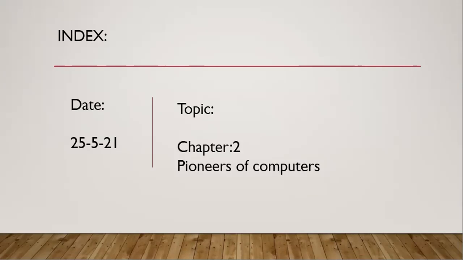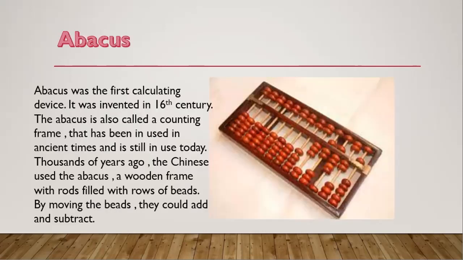The first computer given in your chapter is the Pascaline, but I will tell you first about the earlier computer, and it is the Abacus. The abacus was the first calculating device. It was invented in the 16th century. The abacus is also called a counting frame that has been in use in ancient times and is still in use today. Thousands of years ago, the Chinese used the abacus, a wooden frame with rods filled with rows of beads. By moving the beads, they could add and subtract. So the abacus was used to add and subtract numbers.